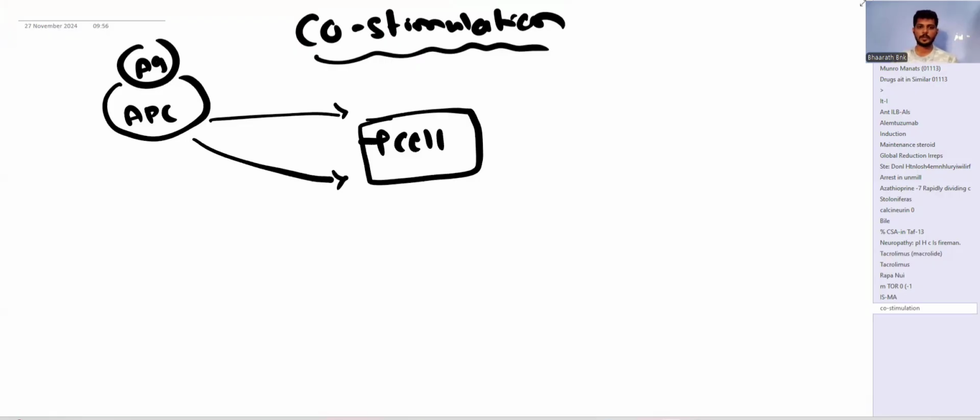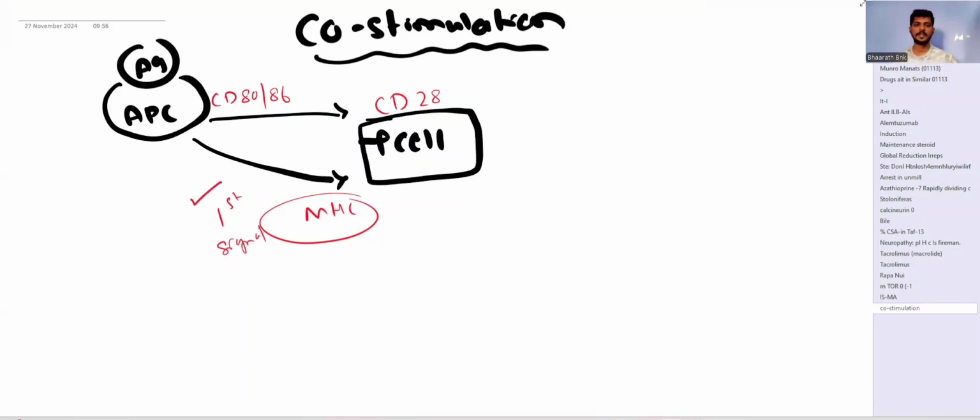One signal is the major histocompatibility complex. Through the MHC, it sends the first signal. But it also needs to send a second signal. This signal is via CD80 or 86 onto the CD28, right? So once it binds to the T cell, it sends the first signal via the MHC, and the CD80 or 86 of the antigen presenting cell has to interact with the CD28 on the T cell and produce a second signal.